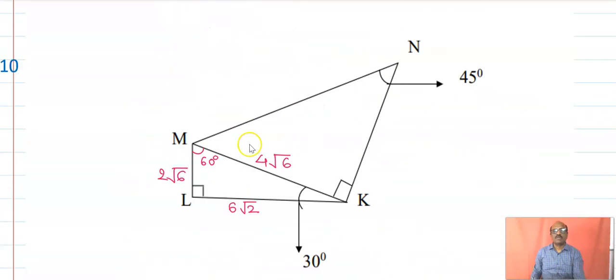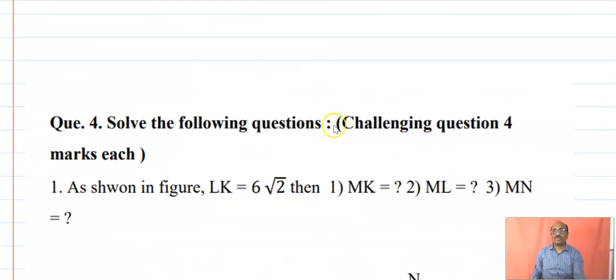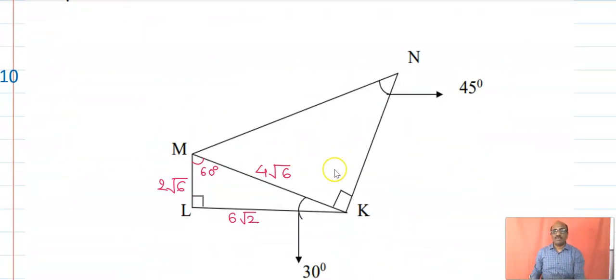Now next we want to find out MN. MN is the hypotenuse of the triangle MNK. The measure of angle N is 45 and K is 90, and therefore the measure of this angle M is also 45 degree. Therefore the triangle MNK is a right angle isosceles triangle, and therefore we can find the value of MN.